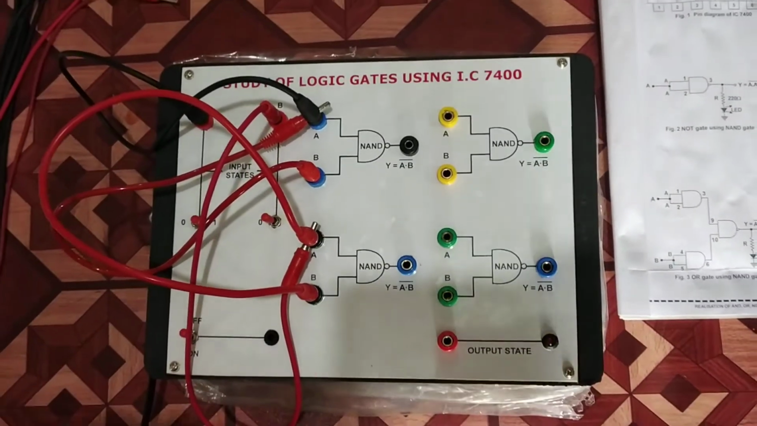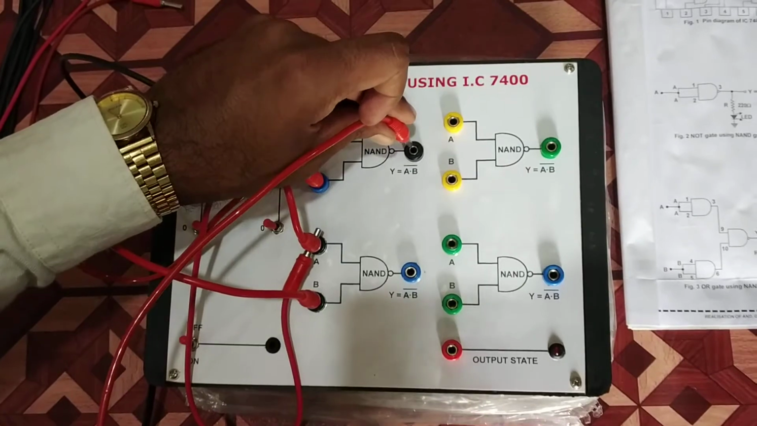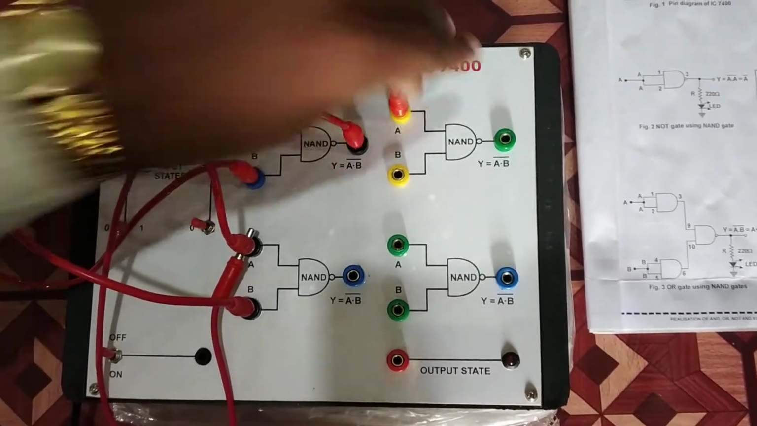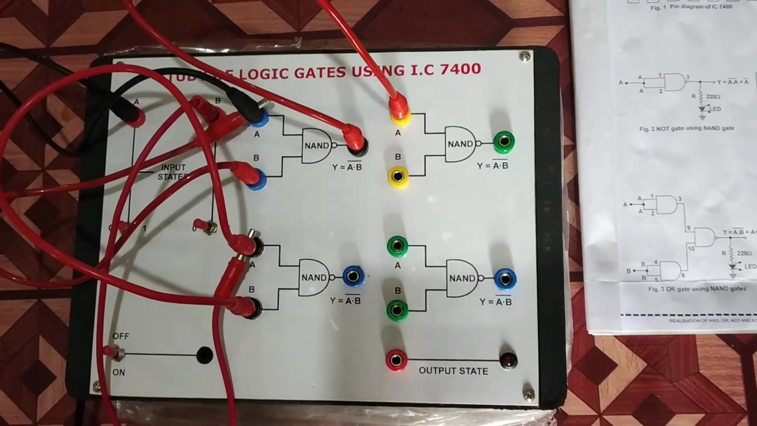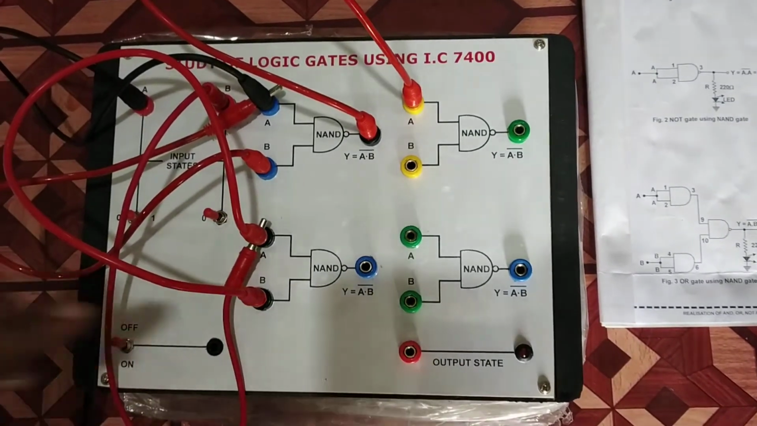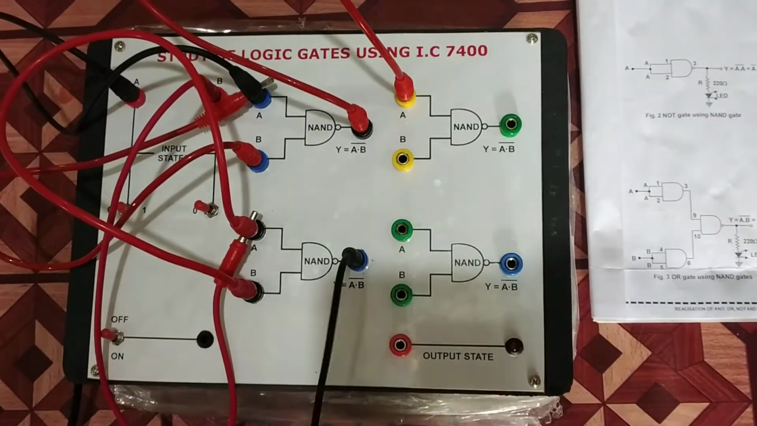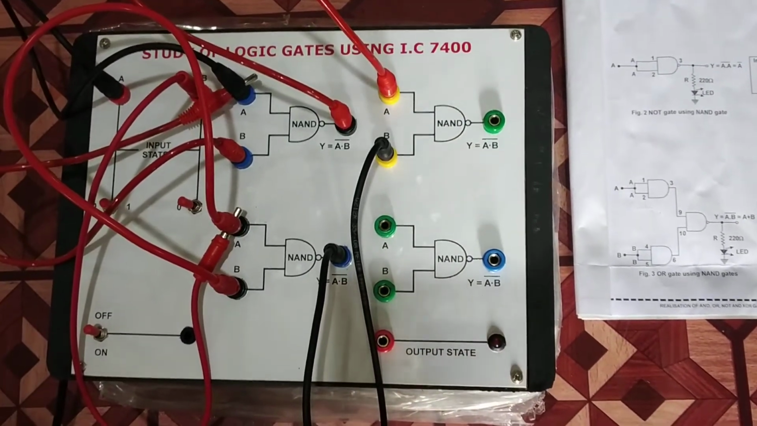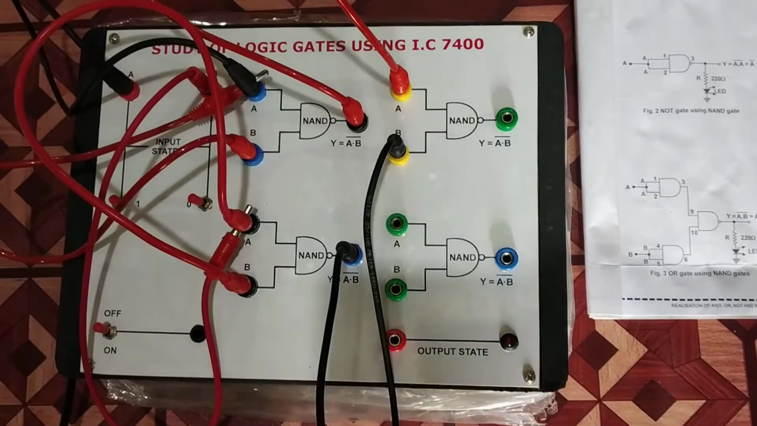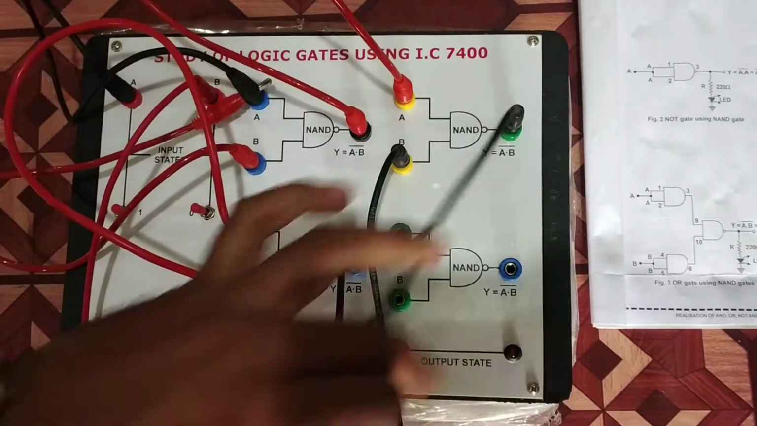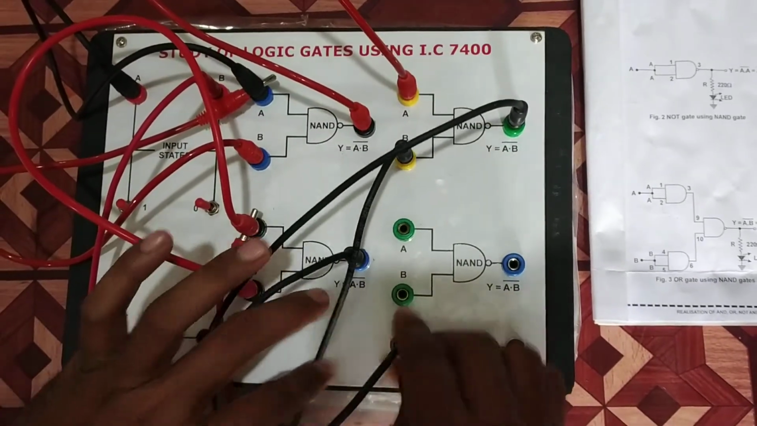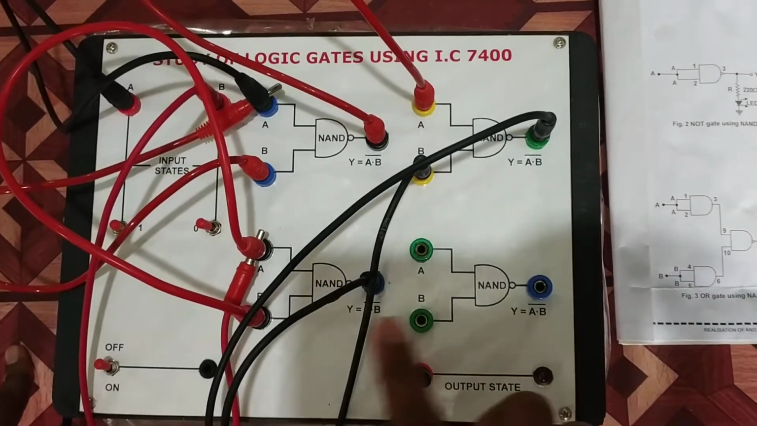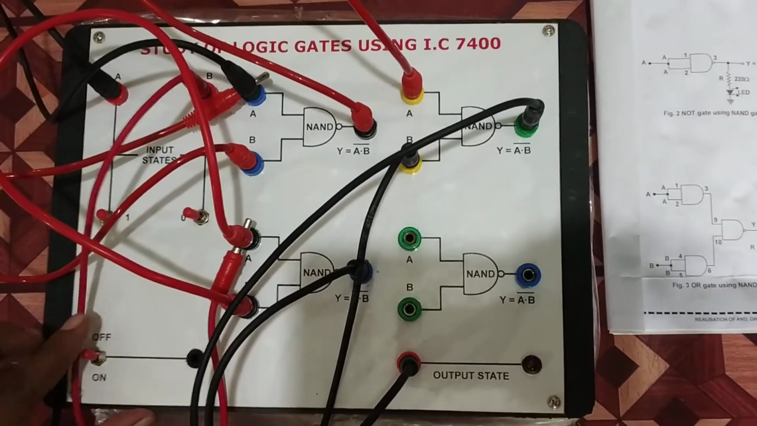Next, after that, you have to connect this NAND gate's output to the input A, and connect the other NAND gate's output to the input B. Finally, you have to connect the output of this NAND gate to the output socket. Now you have to verify the OR gate by using this NAND gate.